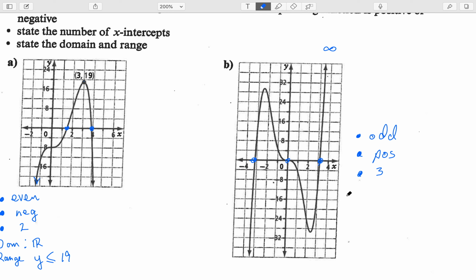Domain and range, for both of these, it's going to be all real numbers because it continues left and right forever, also up and down forever. Oh yeah, all odd degree polynomials have domain and range equal to all real numbers for both of them.